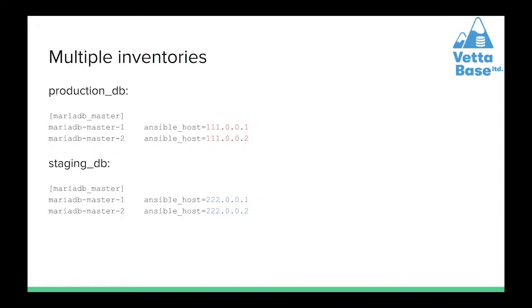So in this example, we have a production DB inventory and a staging DB inventory. As you can see, they define the same group and the same hosts, and the host aliases are the same. If you look at Ansible host, the IPs are different. So whichever inventory we decide to use, we will have the same aliases. We can deploy on these aliases, but depending on whether we are using production or staging, we will actually deploy to different servers.